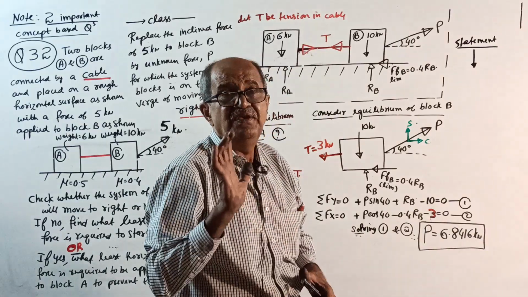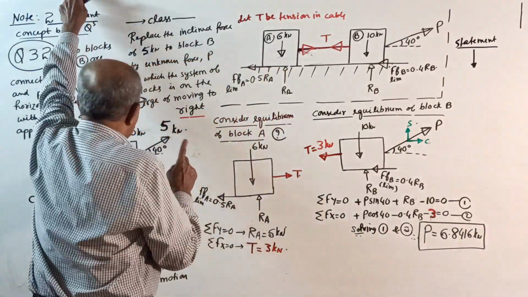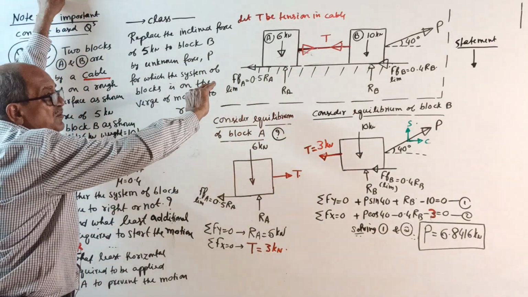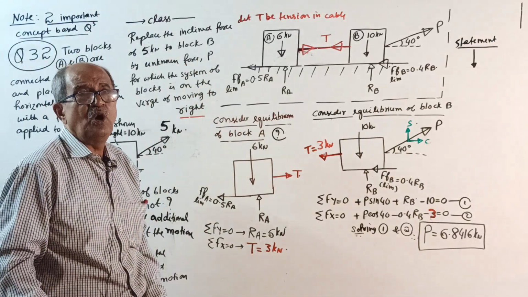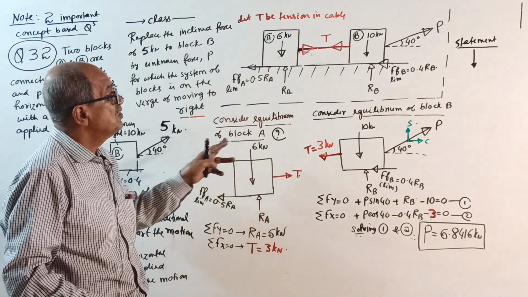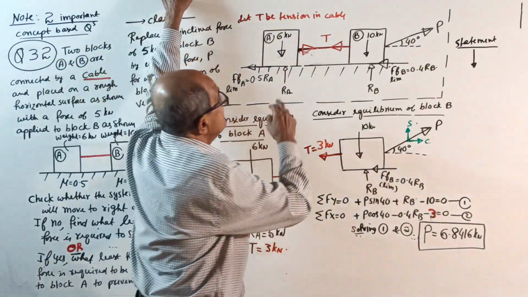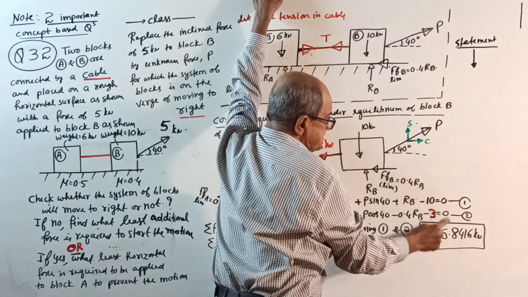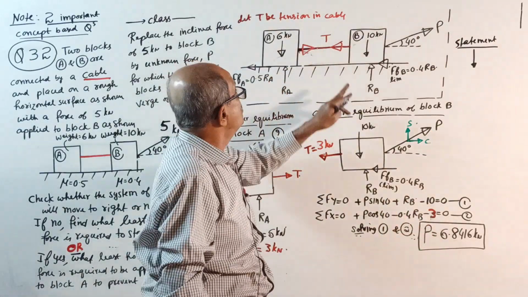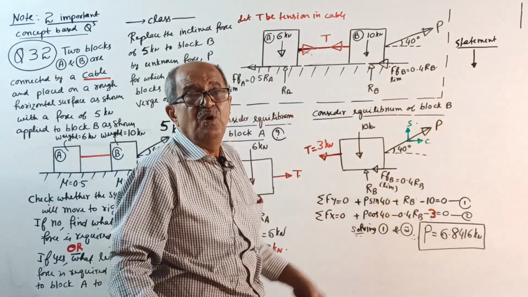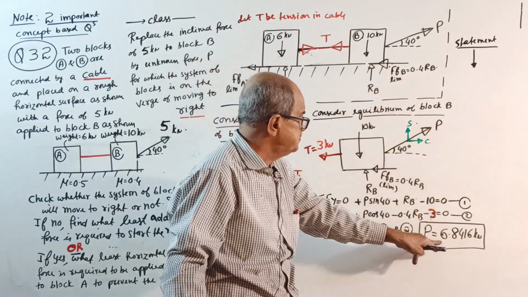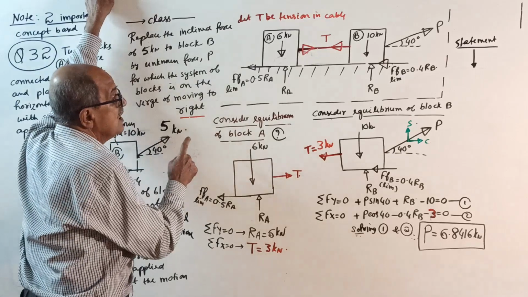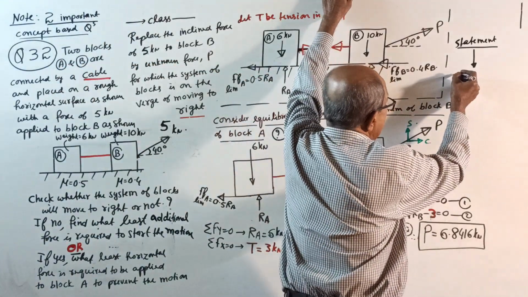The first part of the question is to check whether a 5 kilonewton force applied in an inclined way will result in motion or not. That is the question. We just now found that the system of blocks is on the verge of moving when the P value reaches 6.8416. So, to start the motion, the least force required is 6.8416. You write here. But the applied force is only 5 kilonewton.